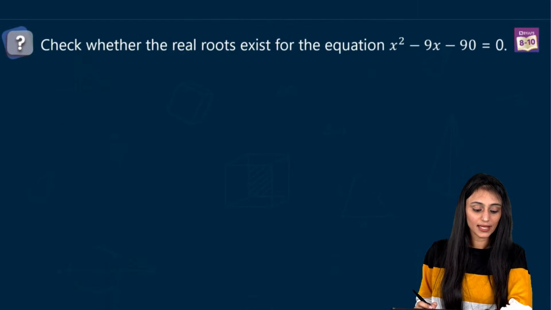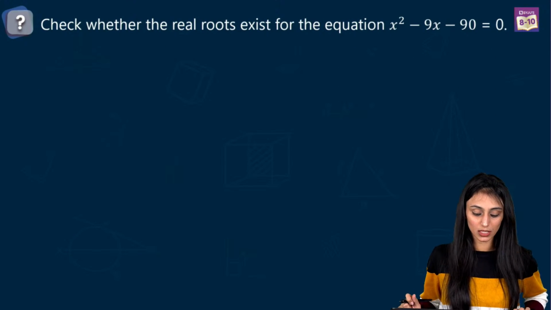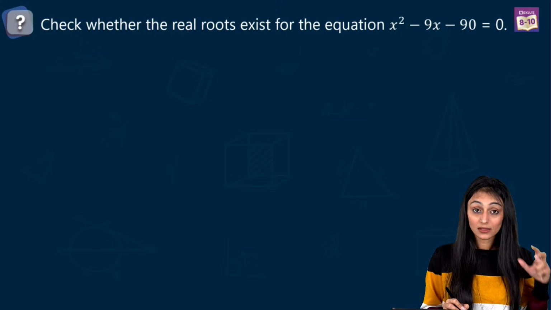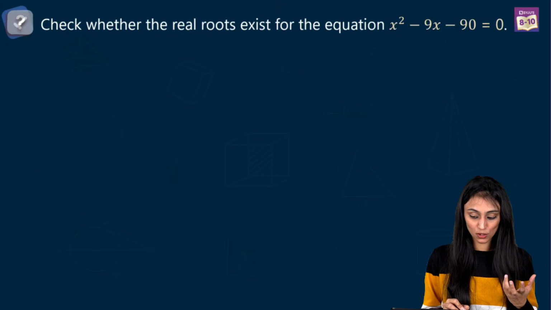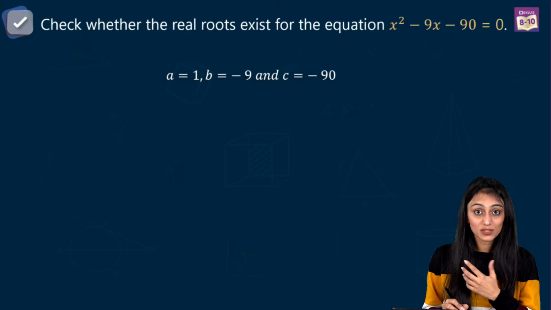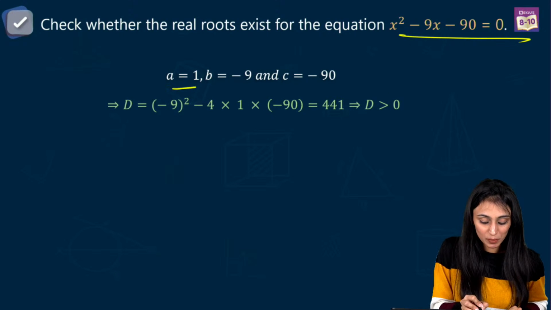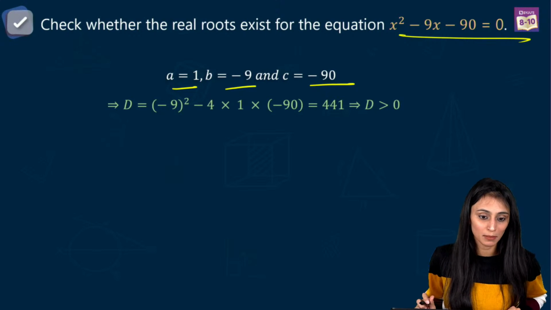Alright, let's take a look at the next question. Check whether the real roots exist for the equation x square minus 9x minus 90 equal to 0. This time we have to check if real roots exist or not. So how do we check it? We use the discriminant to check it out. So compare it with the general form. A would be 1, B would be minus 9 and C would be minus 90.